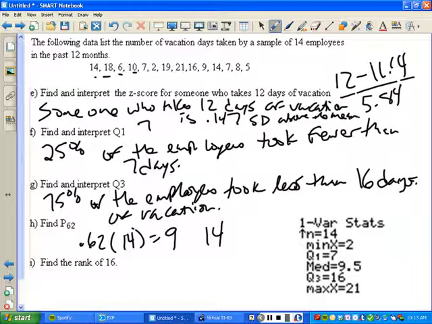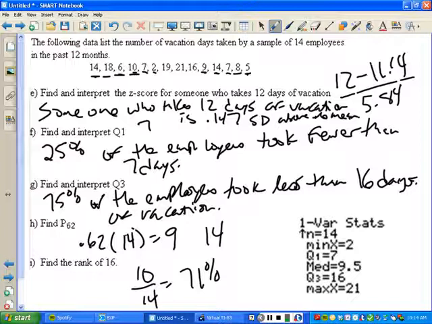Okay. Lastly, the rank of 16. How many values are less than 16? Let's count. 1, 2, 3, 4, 5, 6, 7, 8, 9. Why did I hear 10? 10. 10 divided by 14, 71%. Yeah. Okay. If I had to interpret that, 71% of the employees took less than 16 days of vacation.